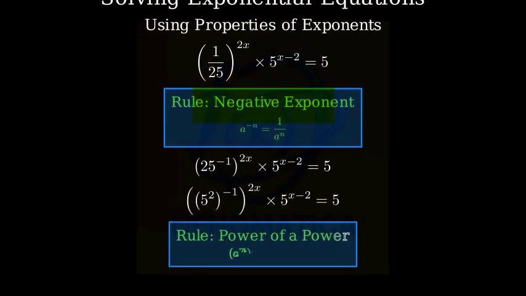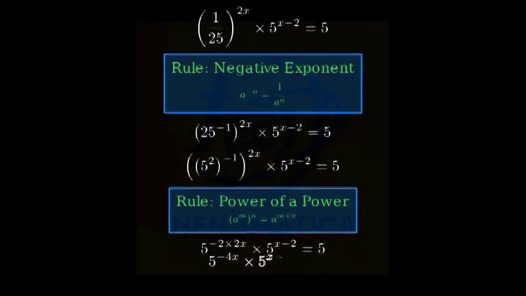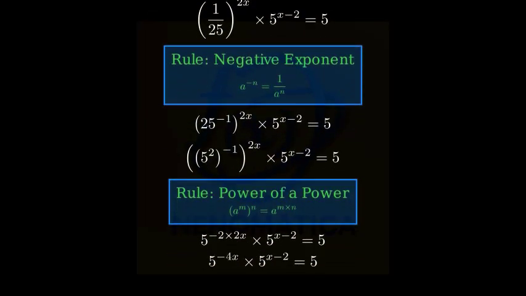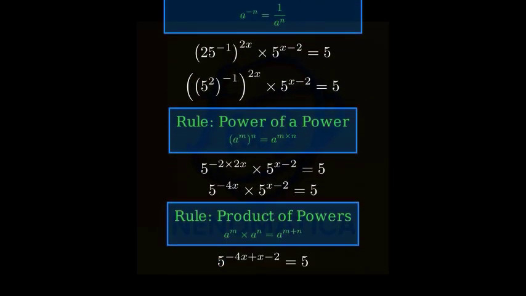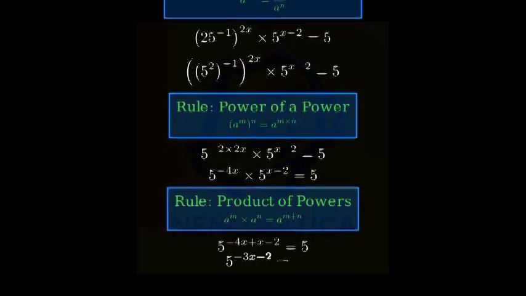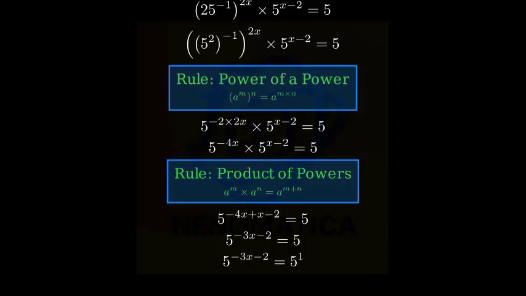Now, let's simplify the exponents using the power rule for exponents. When we raise a power to another power, we multiply the exponents. So 5 squared raised to -1, all raised to 2x, simplifies to 5 raised to -2 times 2x, which is -4x. When we multiply powers with the same base, we add the exponents. So 5 to the -4x times 5 to the x minus 2 equals 5 to the power of -4x plus x minus 2. Now, let's combine like terms in the exponent.